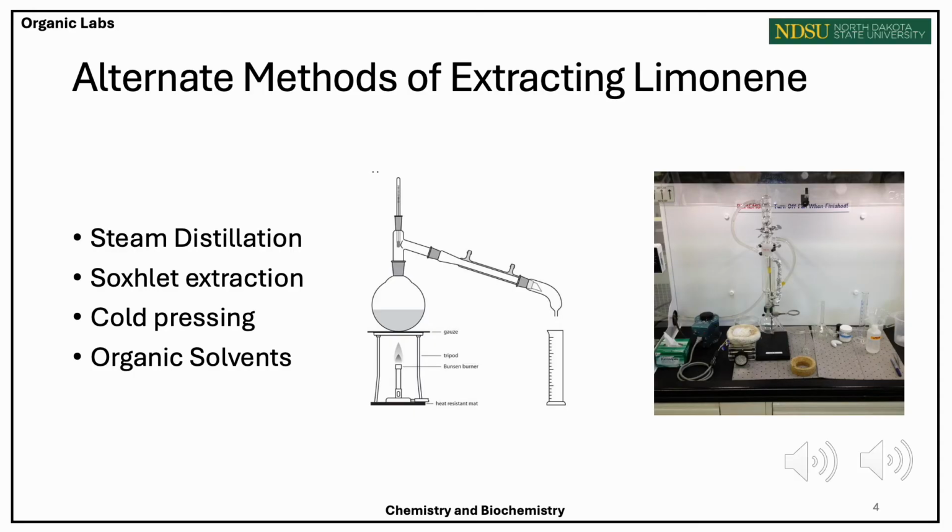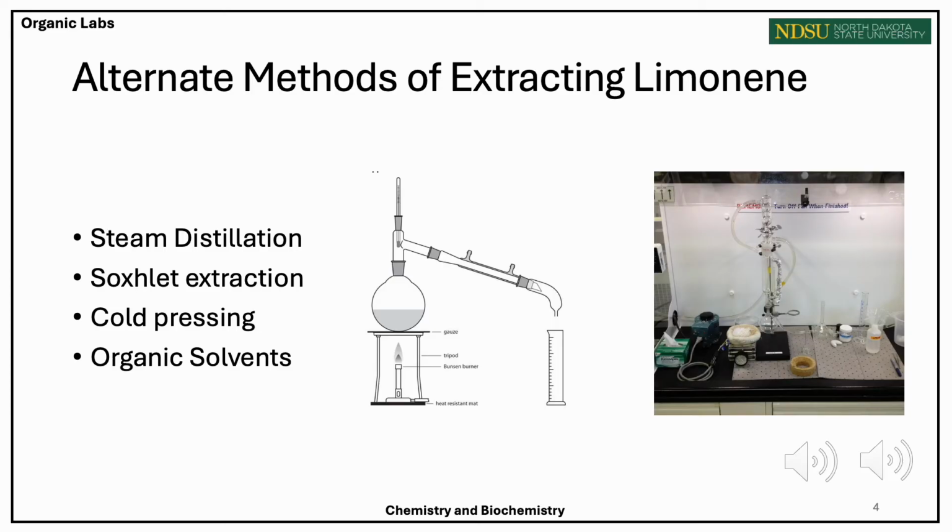The last is organic solvents, and this can be used to extract the limonene because it's hydrophobic, which is going to reduce the amount of heat and energy required compared to water-based extractions. In this case, you would allow the orange peels to sit in a solvent like isopropanol or ethanol in order to pull the oil out of that.